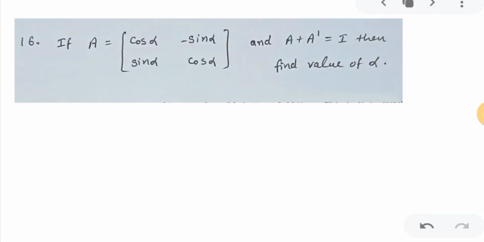Now we'll come to the next question. Question number 16. So what is this question? A matrix is given as cos alpha, minus sin alpha, cos alpha, and A plus A transpose. This is again the transpose symbol only. A plus A transpose is equal to I.